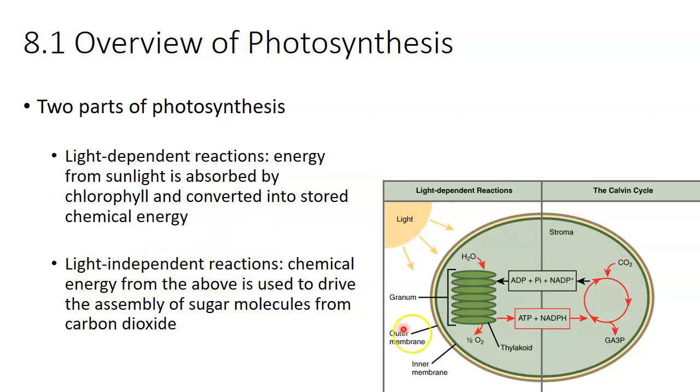So again, the energy, ATP and NADPH, those are short-term energy storage molecules. That's going to drive this reaction in which we're going to take carbon dioxide and convert it into this GA3P. This stands for simple carbohydrate molecules. And this will then be converted into glucose. The products here are glucose, and we recycle ADP, inorganic phosphate, and NADP plus so that they're ready for the next round of the light-dependent reactions.